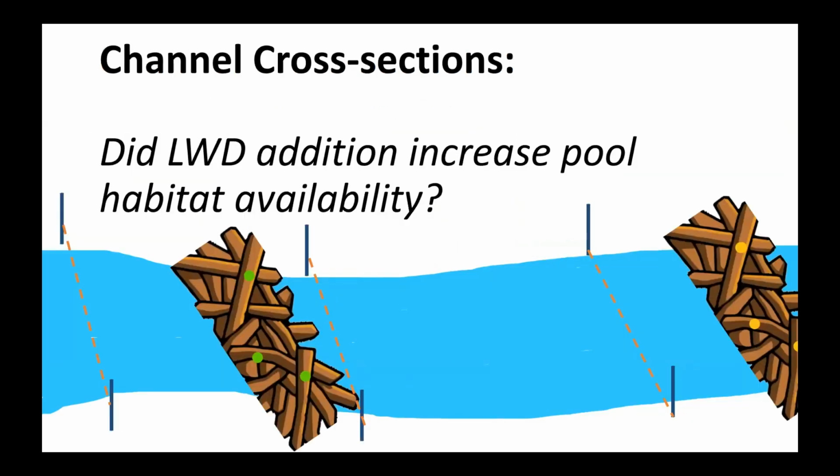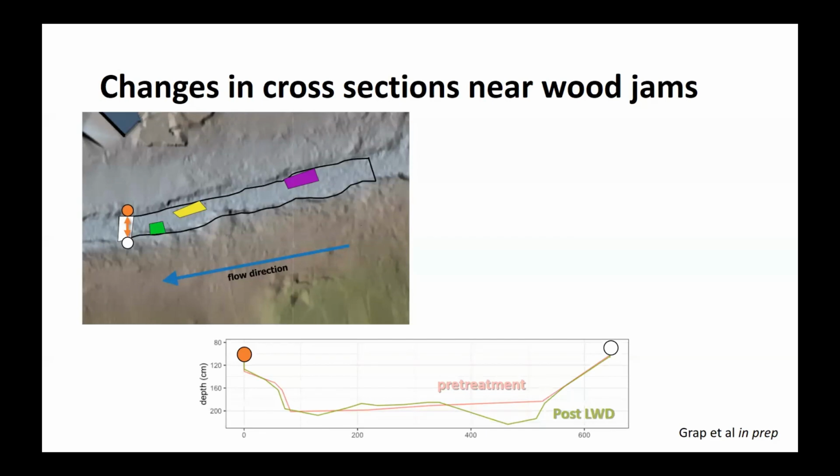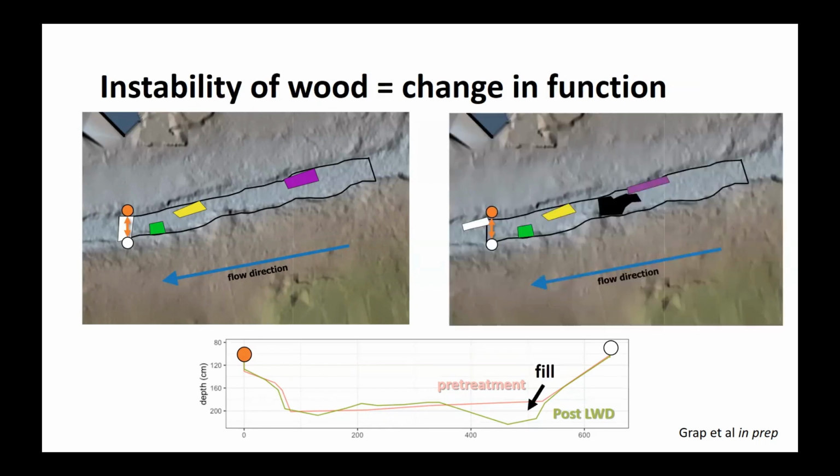So did large woody debris increase the availability of pools in this section? We saw changes in cross sections directly near the wood jams, but these areas weren't very large. You do see, pre-treatment, a small pool forming, some increase in depth in this particular section. But I talked about the movement of wood earlier, and we found that the instability of this wood really changed that function. So this pool was formed, and then the wood moved, and then the pool filled back in again.